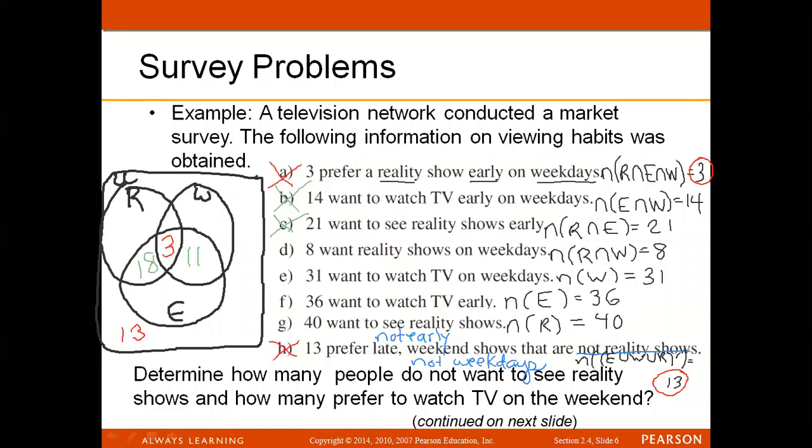In clue D, we're looking at the overlap of R and W, right? So the overlap of R and W sums to 8, 3 of which we already have, which means we need the remaining 5 in this part of the region. All right, so D. Now we have used all of the two-region clues.